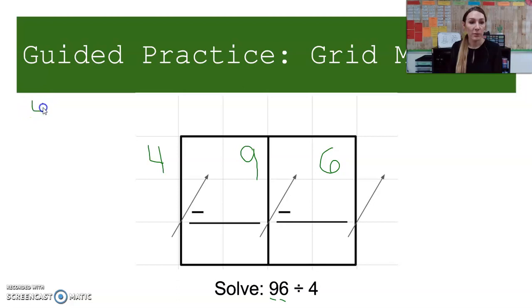So I want to start by listing my multiples of 4. And if you don't have these memorized, remember that for your multiples, you're just adding 4 over and over. So 4 plus 4 is 8, 8 plus 4 is 12, 12 plus 4 is 16. So we just keep adding 4 to the multiple before it.